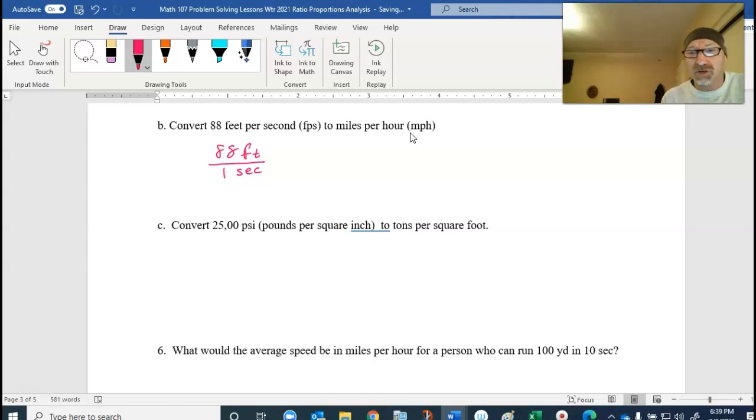88 feet is a long way to go in 1 second, isn't it? It's quite a long way to go. So we're going to change it to miles per hour. Notice that I like to write the end too. Where do we want to end up? We want to end up with miles per hour. So over here in the end, we're going to have miles in the numerator over hours in the denominator. And we really want this to be 1 in the end. We might have to divide to do that.